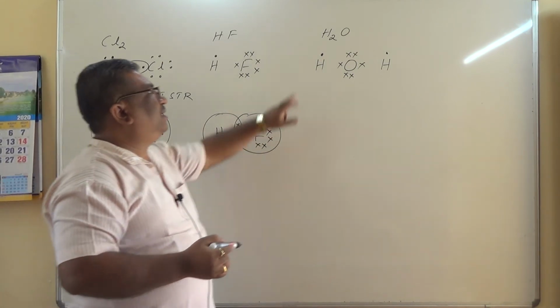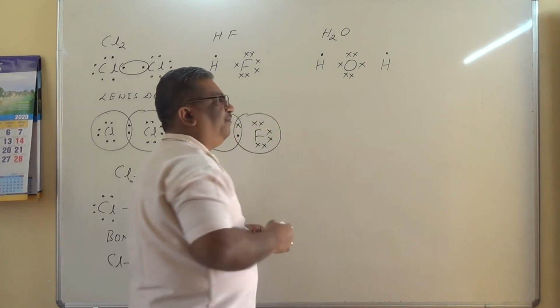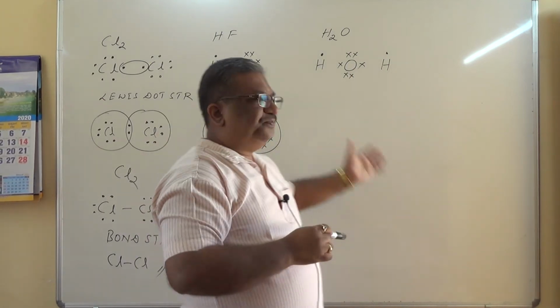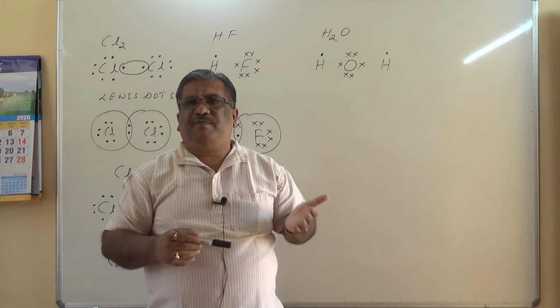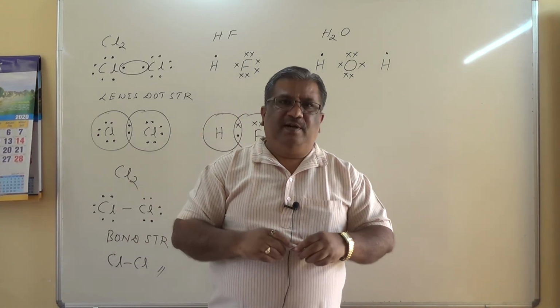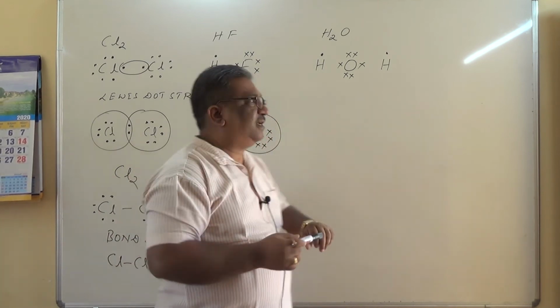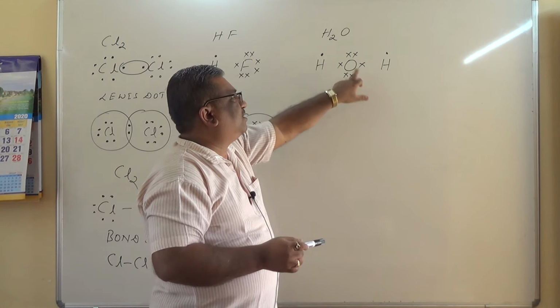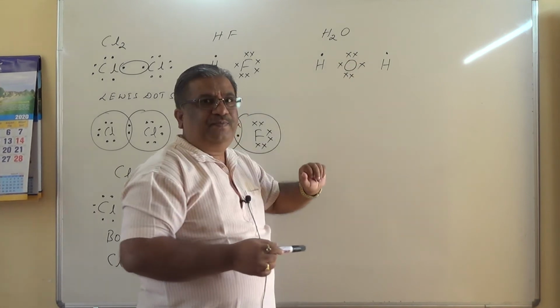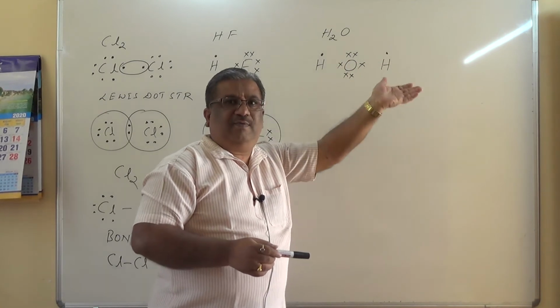Now let us have a look at water molecule. Hydrogen and oxygen. What is the atomic number of oxygen? Atomic number for oxygen is 8. Electronic configuration 2, 6. Valence electrons 6, represented by crosses 1, 2, 3, 4, 5, 6. And hydrogen has only one electron in its valence shell.